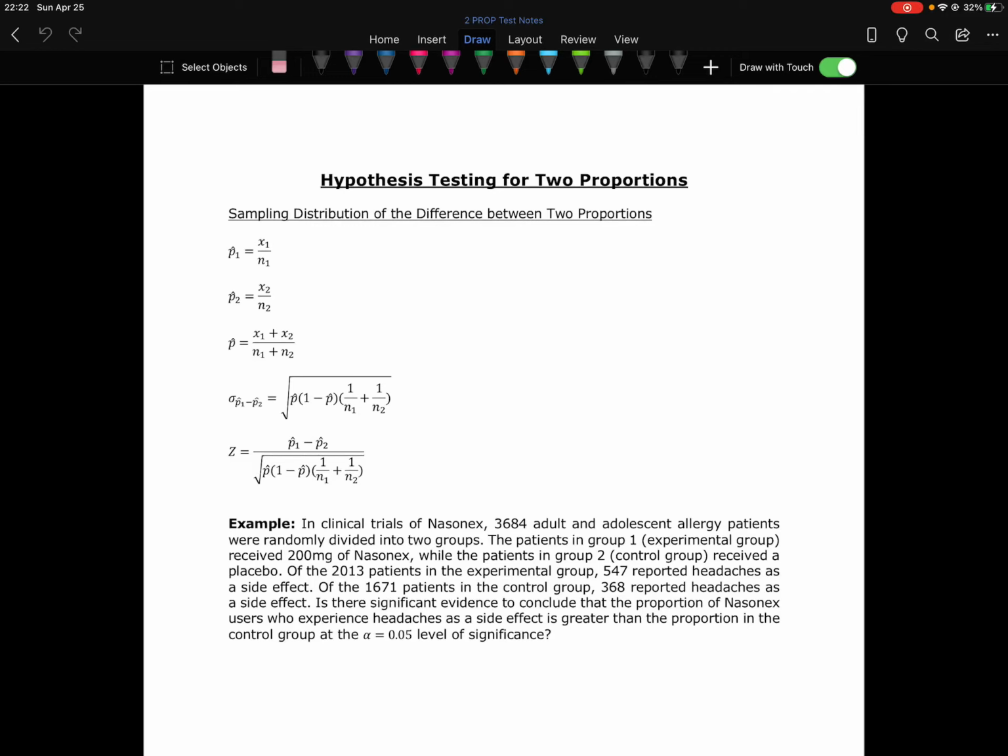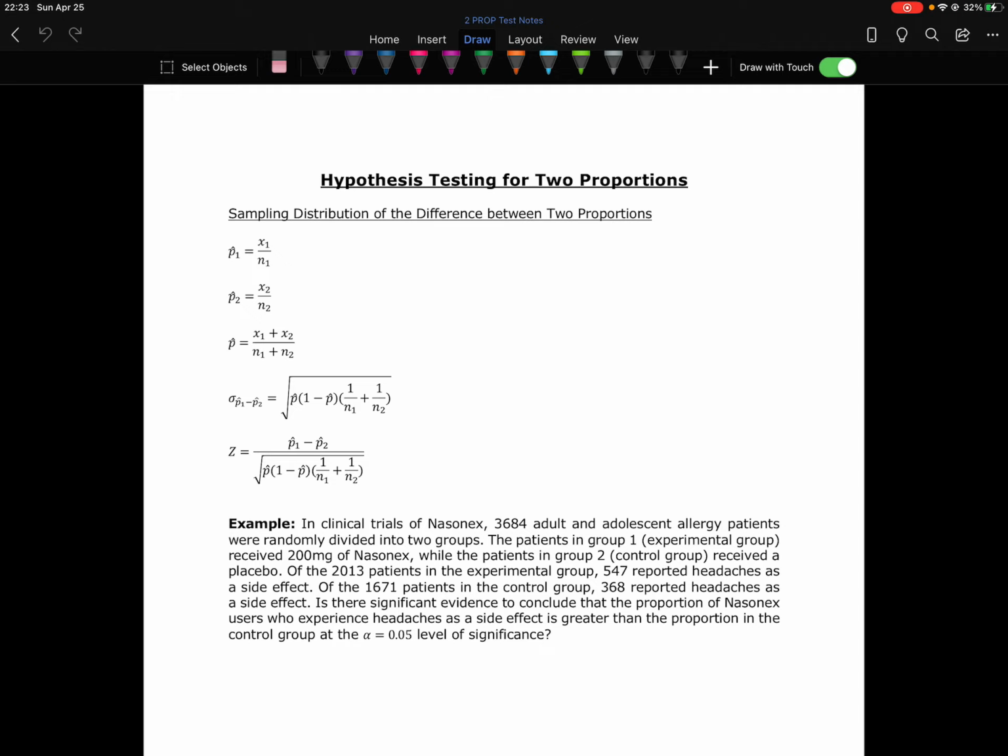All right, we are going to take a look at how to do a hypothesis test for two proportions. So this would be if we want to compare the proportions for two different groups. So we have our sampling distribution. P1 hat would be the sample proportion for the first group. P2 hat is the sample proportion for the second group. P hat is the overall sample proportion.